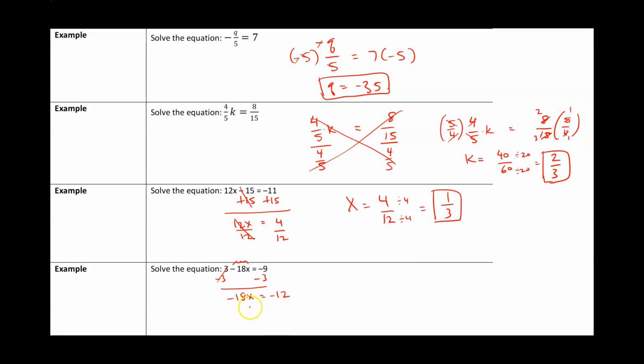Since the x is being multiplied by negative 18, the opposite of multiplying is dividing. So I divide both sides by negative 18. Now here's what happens. On the left side, we get x because negative 18 divided by negative 18 is 1. On the right side, because I have a negative divided by a negative, it gives me a positive, and then I have 12 over 18. So I think to myself, which number can divide 12 and 18 at the same time? That number is 6. So 12 divided by 6 is 2, 18 divided by 6 is 3, and my answer is 2/3.